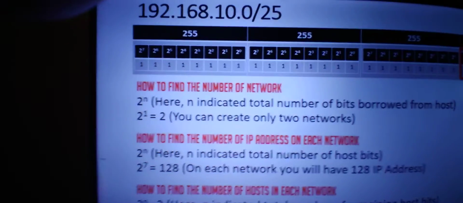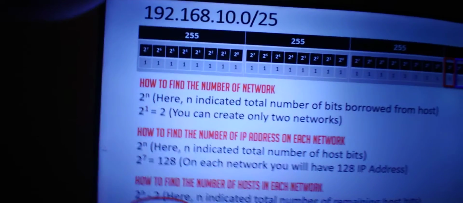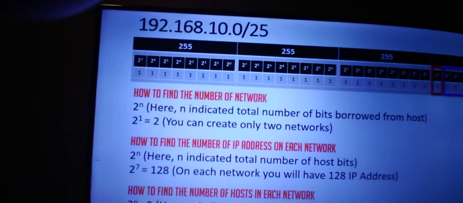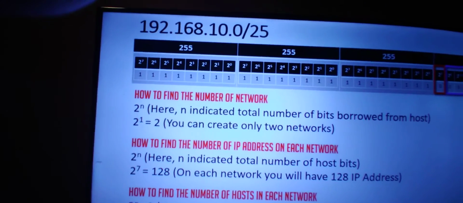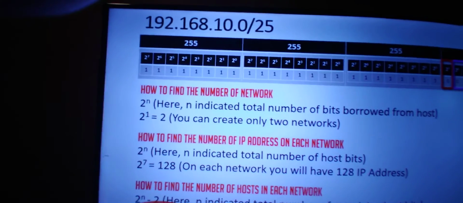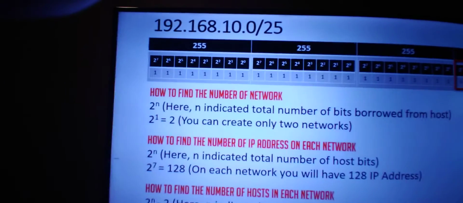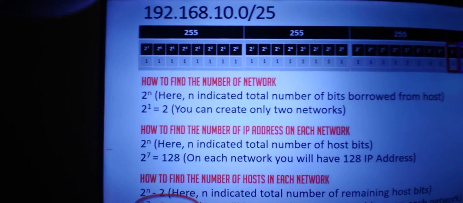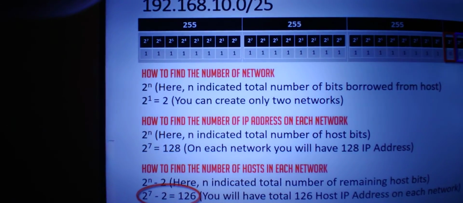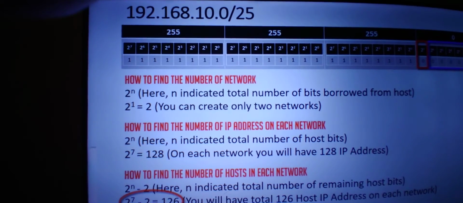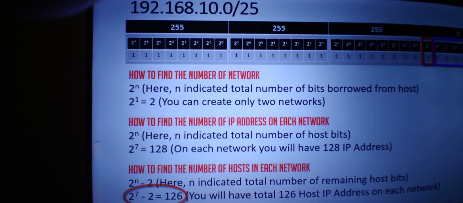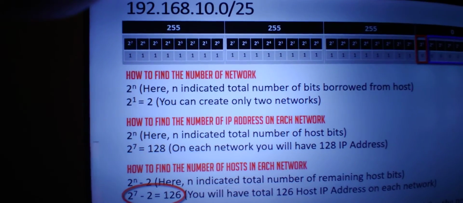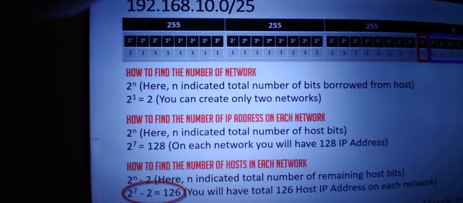So as we discussed earlier, default can be changed. As you can see above, it states 192.168.10.0/25. It was 24 before. So we will discuss how to find the number of networks, how to find the number of addresses on each network, and how to find the number of hosts in each network.